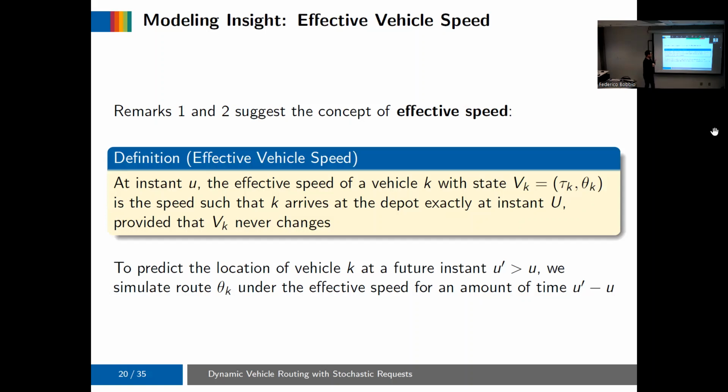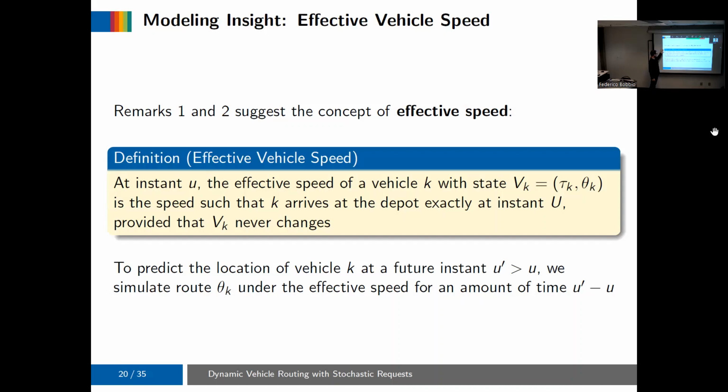All right, so the vehicle is traveling the network at a given fixed speed, and we have some budget available. So we decrease the speed of this vehicle such that now it arrives at the depot exactly at the end of the service period. So the effective speed is lower than the actual speed of the vehicle, and you have a closed form expression to compute it.